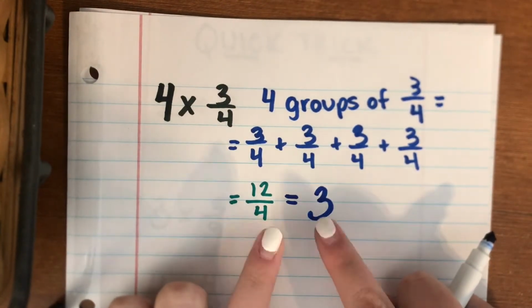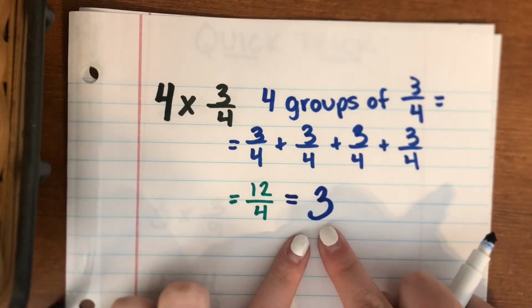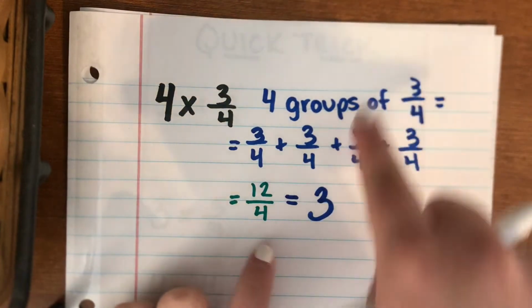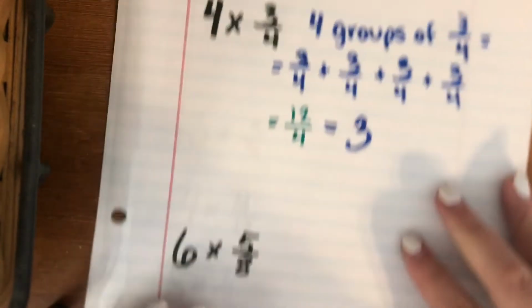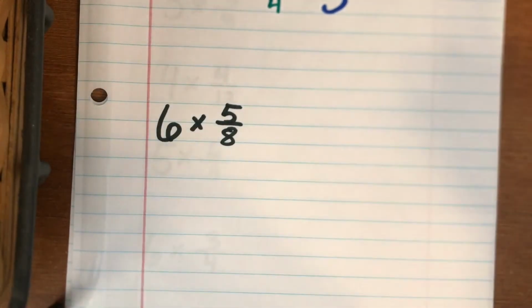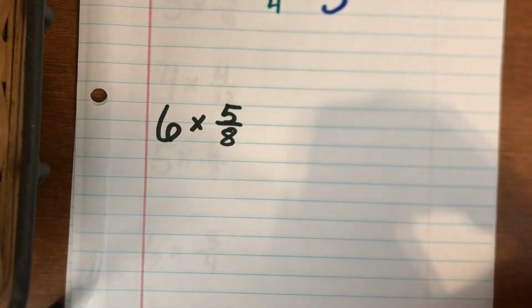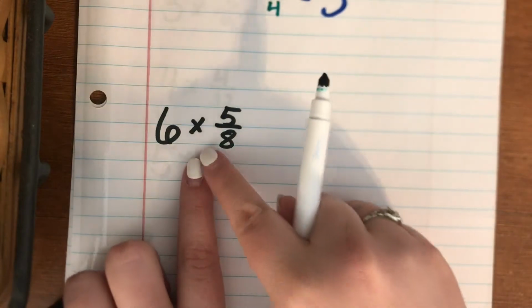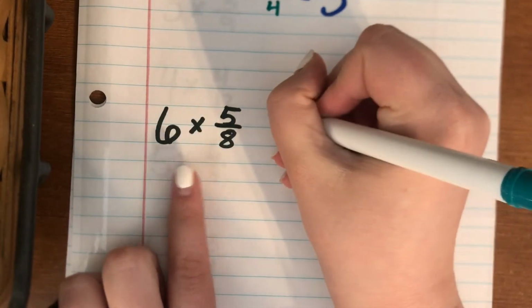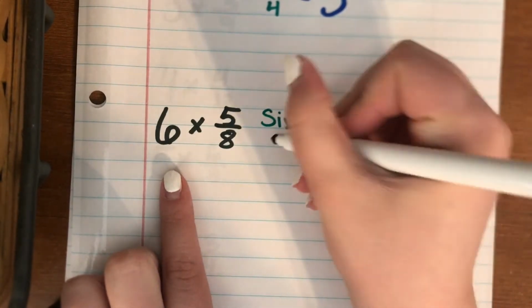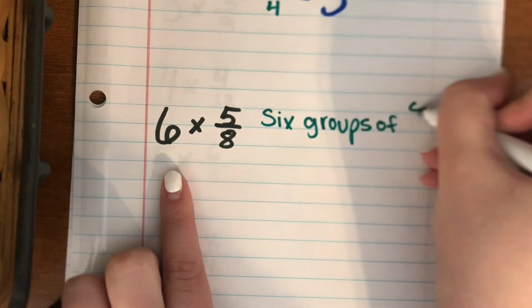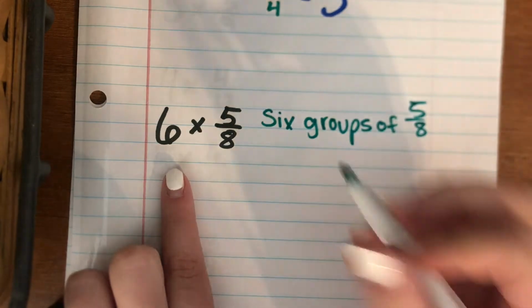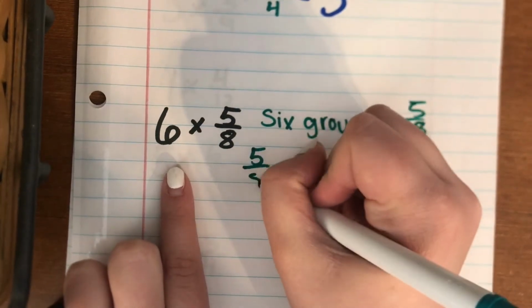If you're confused by what I just did here, I want you to focus on this skill, and then we'll focus on this skill tomorrow. Okay? Now let's look at 6 times 5/8. So 6 times 5/8 means I have 6 groups of 5/8. So I can literally just write out 5/8 6 times.